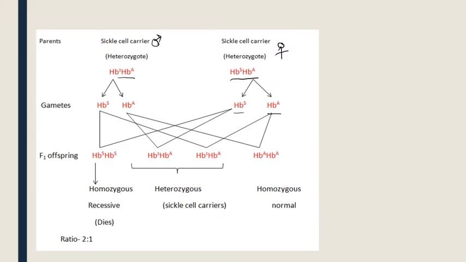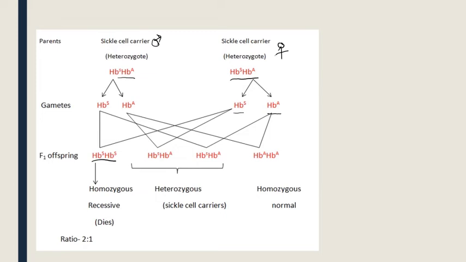In F1 offsprings, the first offspring will be HbS HbS. So this child is homozygous recessive. Of course, it is a lethal condition. He develops sickle cell anemia and he dies. In case of heterozygous HbS, HbA, this is a heterozygous condition.